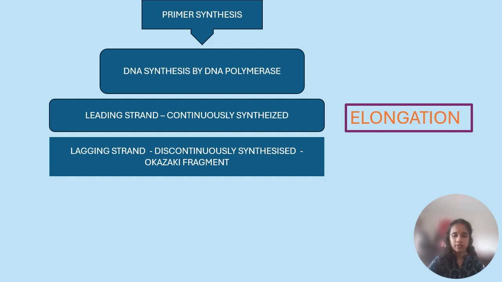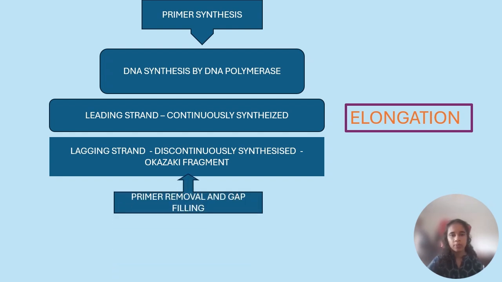The next is primer removal and gap filling. After the DNA polymerase has extended the Okazaki fragment, the RNA primers will be removed by enzymes like exonuclease. We'll discuss this in the termination part. Those gaps will be filled by the polymerase.